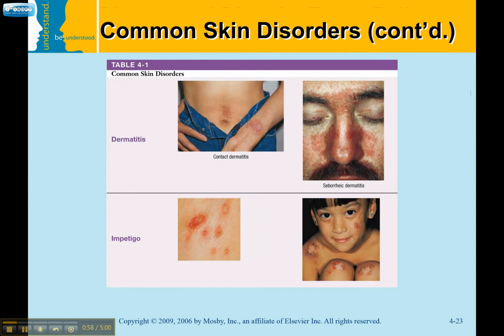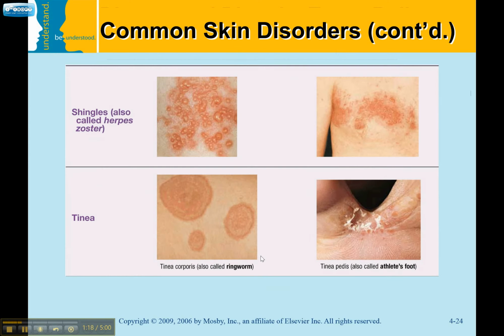These pictures can be found in your textbook as well. Okay, here we have dermatitis, contact dermatitis, seborrheic dermatitis. Dermatitis just means inflammation of the skin. So as you can see, there's just some redness and it looks like a rash kind of thing. Impetigo is just a skin condition as well. I wanted to call your attention to this right here.